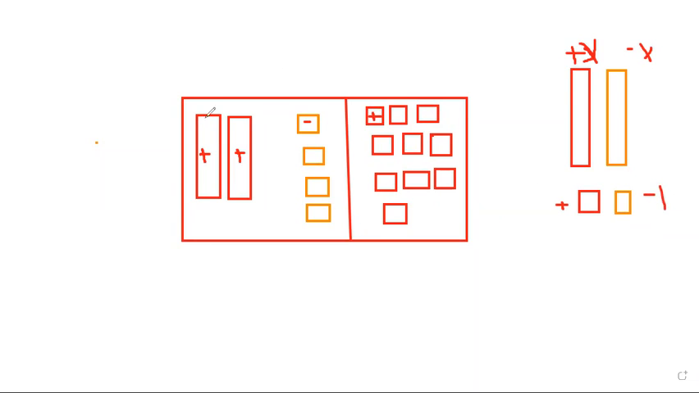Okay, I want to translate now. I have two red large rectangles, so this is 2x. I have 1, 2, 3, 4 yellow, so this one is negative 4. Then equal. I have 10 small squares, so this one represents 10. Understood?